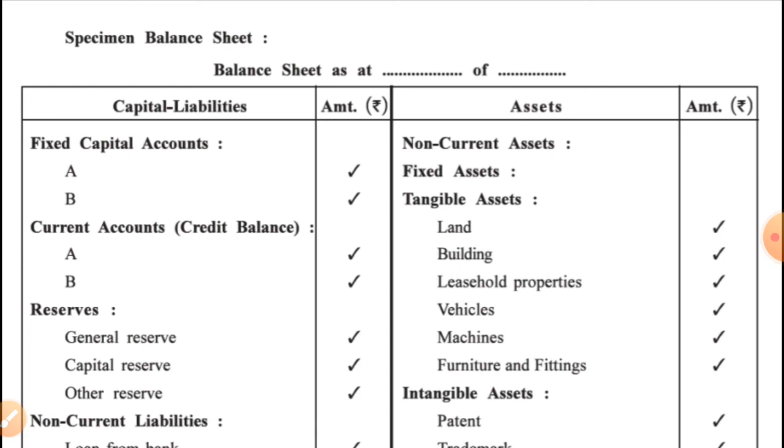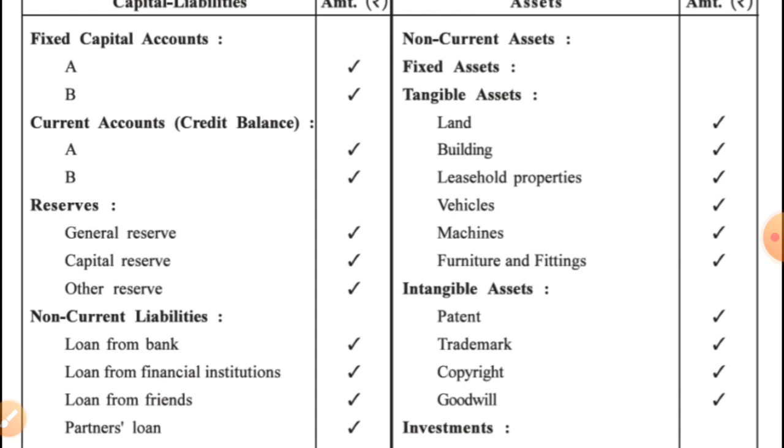A current account, if in the question a credit balance of current account is given, then it will be recorded on the liability side. Reserves, any kind of reserve, that is general reserve, capital reserve or other reserves.